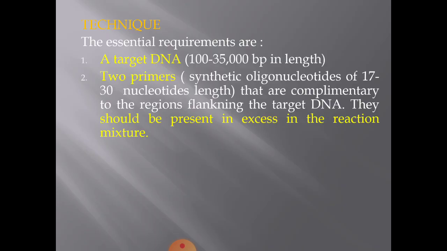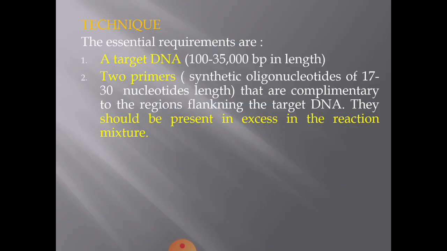Then, the second essential requirement happens to be the primers. You need 2 primers. What do you mean by primers? See, these are synthetic oligonucleotides. Automated machines are available to synthesize these oligonucleotides of known base sequence. Okay, you can synthesize them. Normally, they are of 17 to 30 nucleotide length, and they are complementary to the regions flanking the target DNA.